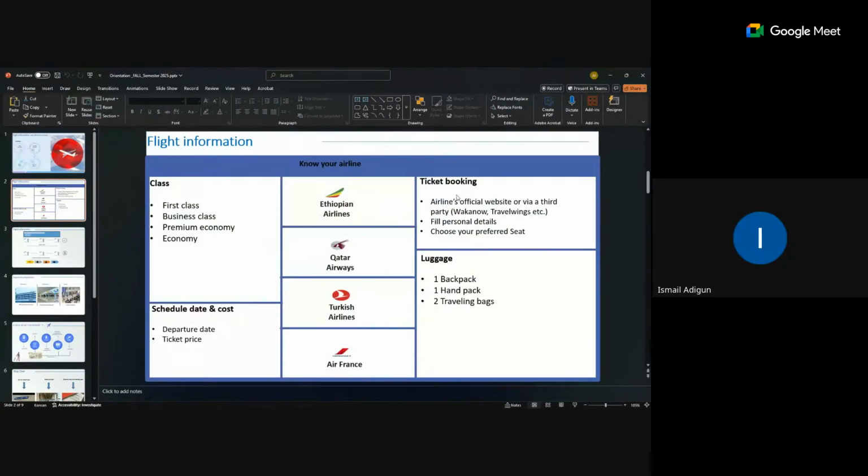Another thing is to look at the ticket booking. You can book via their main site, which is the Ethiopian Airlines site. You can book via Qatar Airways also, but they also use third parties. The two that I know very well are Waka Now and Traveling Wings, but people trust Waka Now more than all the others. You have to fill in your personal details and choose your preferred seat. That is very important. For me, I choose the window side, which is very good for seeing the atmosphere and what is going on in the clouds.